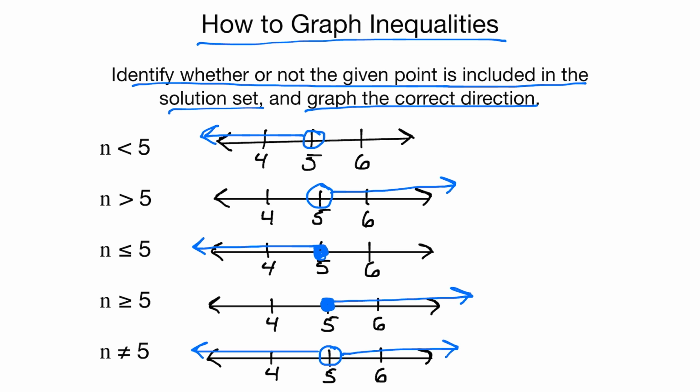So you can choose a point, see if it satisfies your inequality. If it does, then you're going to graph the arrow in that direction. And if it doesn't, make sure your arrow's pointing in the other direction. So identify whether or not the given point is included in the solution set and then graph the correct direction.